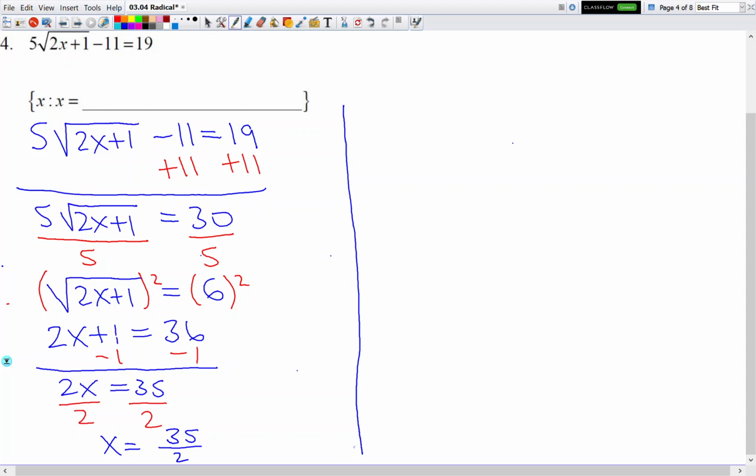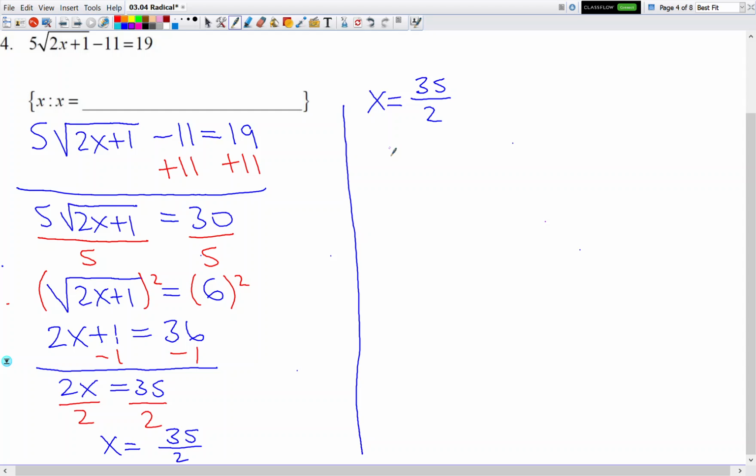Okay? So it's my potential answer. I don't know if 35 over 2 is going to be actually good to go, right? That's what we're checking it for. Okay? And don't forget, you have to check this answer. If you don't check the answer, you're not going to get given full credit. So we're going to check 35 over 2. We're going to plug it into our original problem. And I did it in the wrong color. I kind of want to use purple when I check answers.